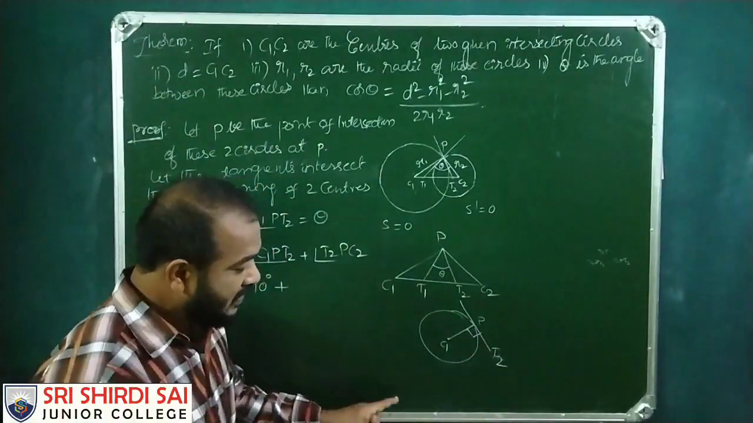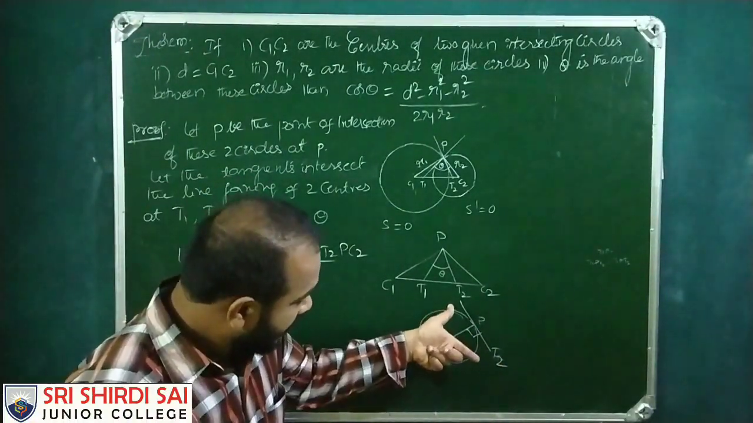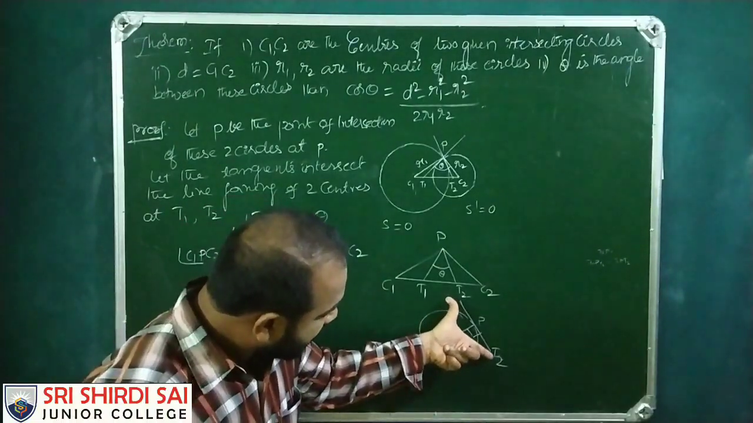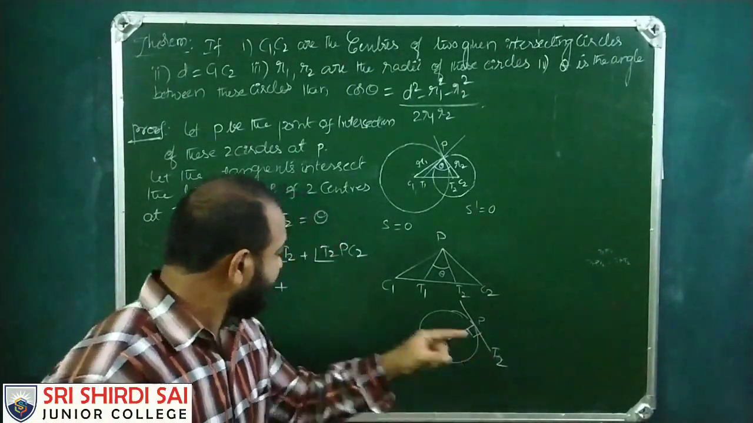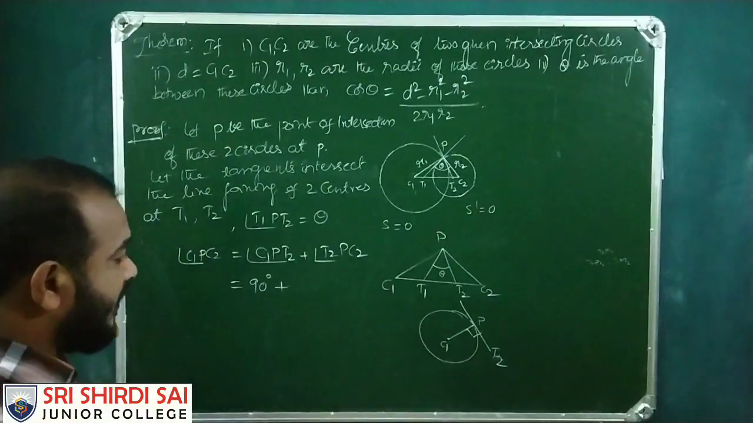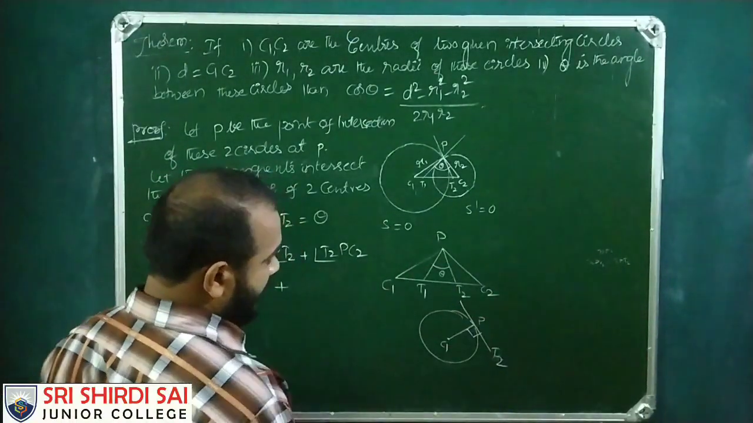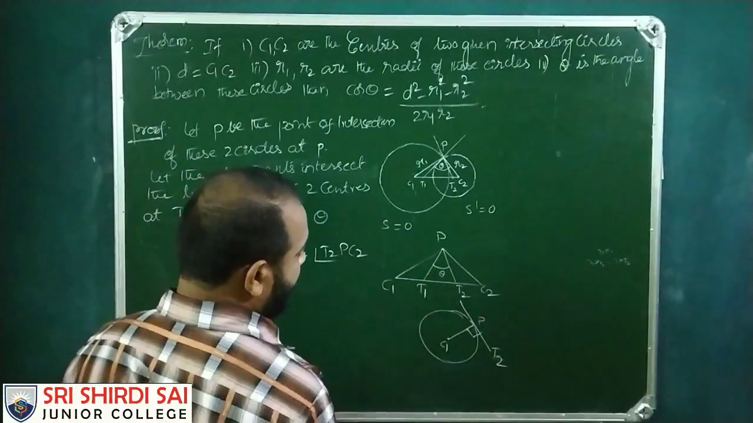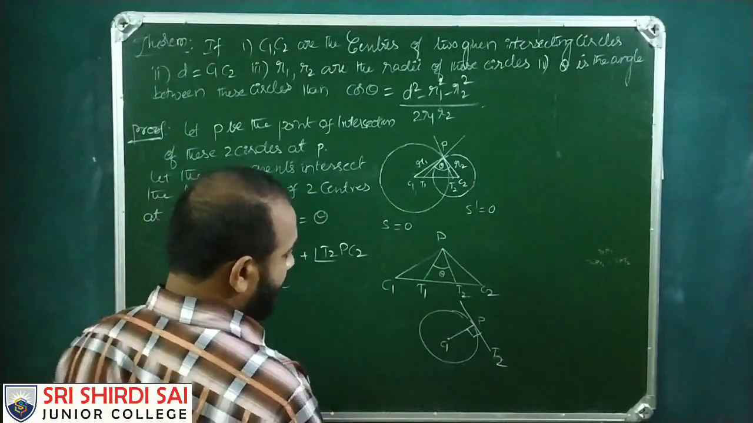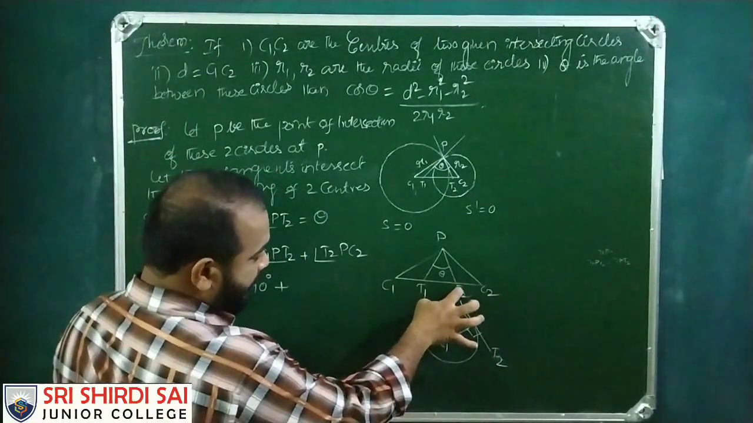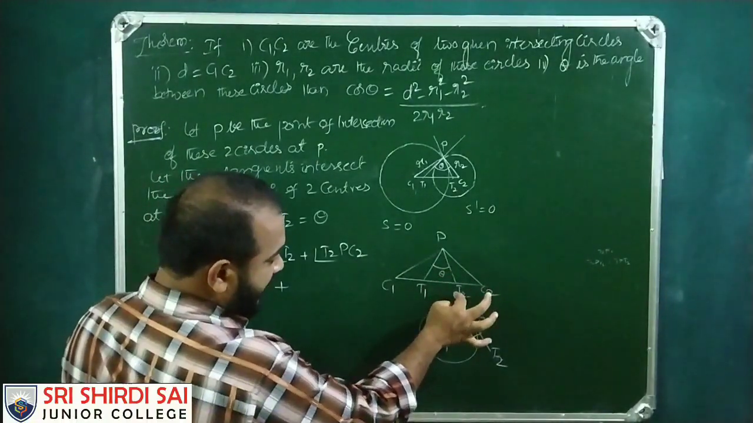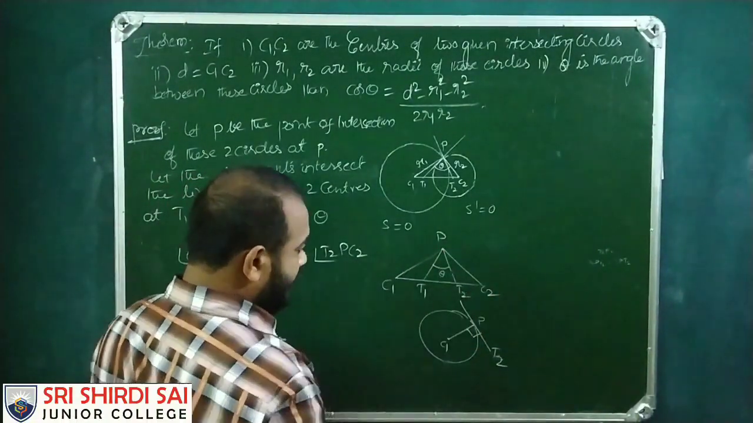C1PT2 is nothing but the line joining the angle between the tangent and the radius, which is 90 degrees, and T2PC2, according to this diagram, is nothing but the whole T1PC2 to obtain this angle T2PC2.